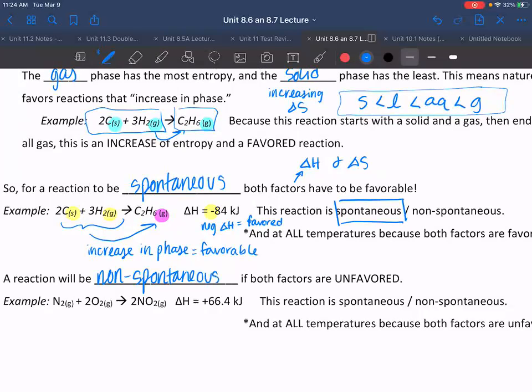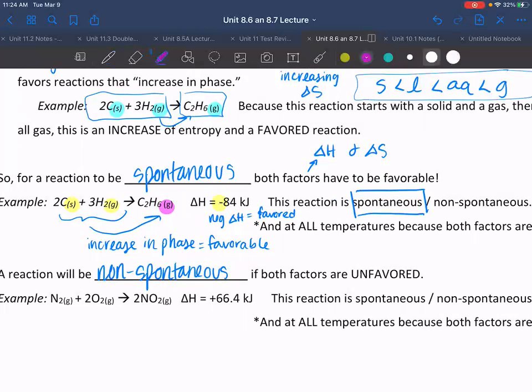And this is when both factors are unfavored. So, like I said, super easy. Look at delta H. Is that favorable or unfavorable? Positive delta H equals unfavorable. Now, what do we notice about the phases in our reaction here? They're all gases. So, if you are working all in the same phase, how do you think we compare? Any ideas?